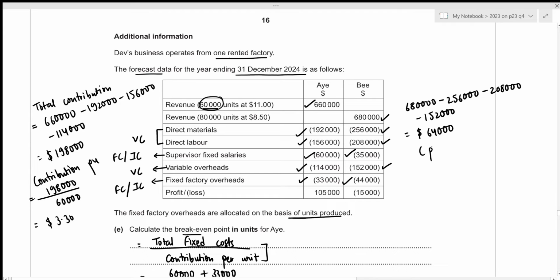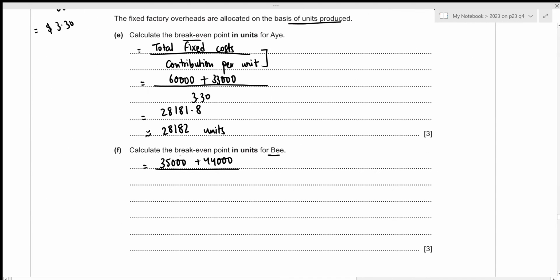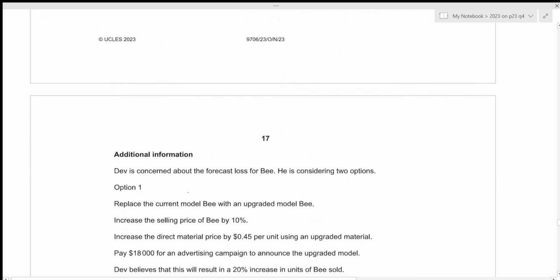Now for contribution per unit, we just divide the total contribution of 64,000 by the number of units for B, which is 80,000. This results in 0.80. That's our contribution per unit. And this gives our break-even point in units for B to be 98,750. Okay, let's move towards the next part.